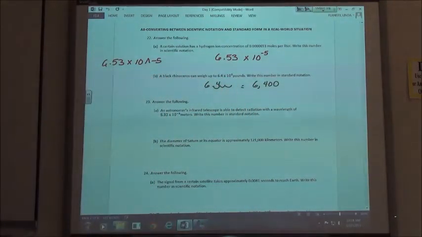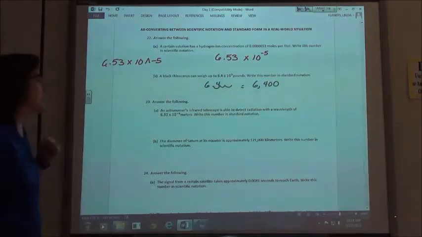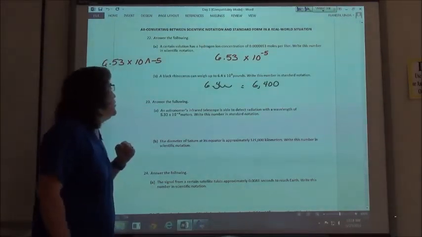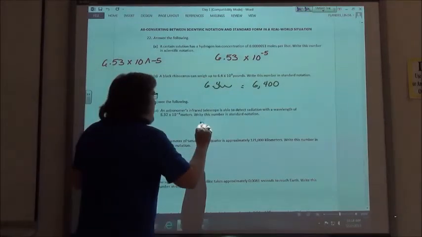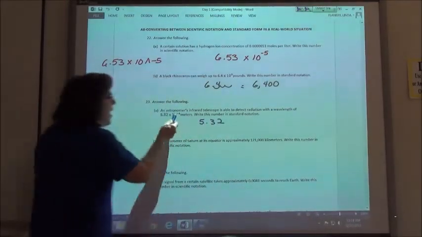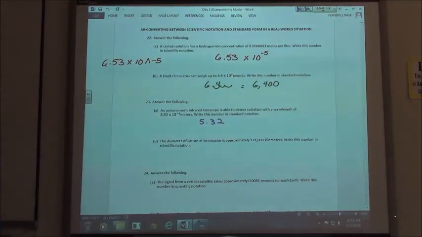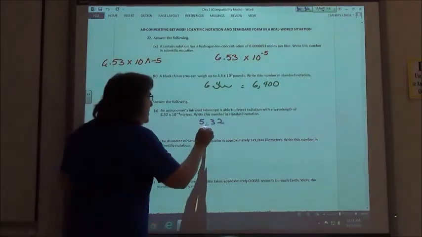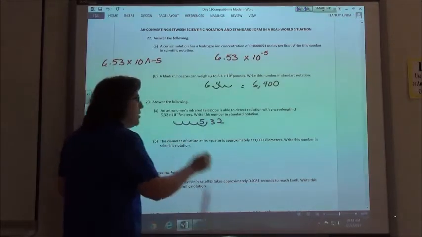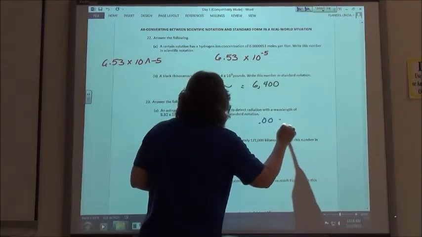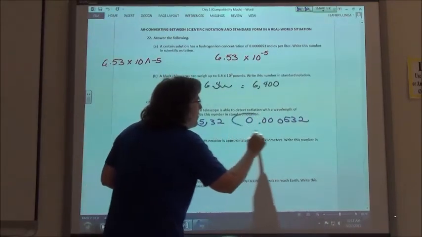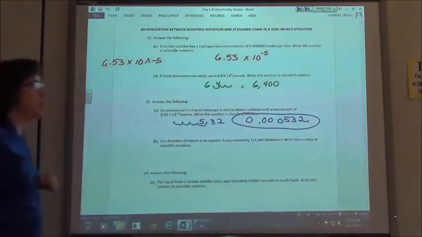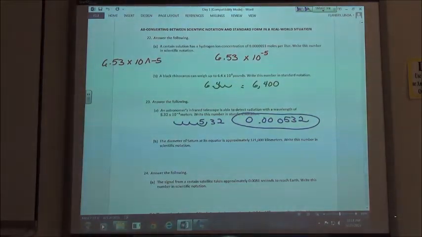23. It says an astronomer's infrared telescope is able to detect radiation with a wavelength of 5.32 times 10 to the -4th meters. Write this number in standard notation. So I have 5.32. I'm multiplying by 10 to the -4, which moves my decimal to the left 4 places. 1, 2, 3, 4. So I have 0.000532. But in best form, we always put that 0 in front of the decimal. It just looks prettier. And if you use your calculator, you'll see the calculator puts a 0 in front of the decimal.